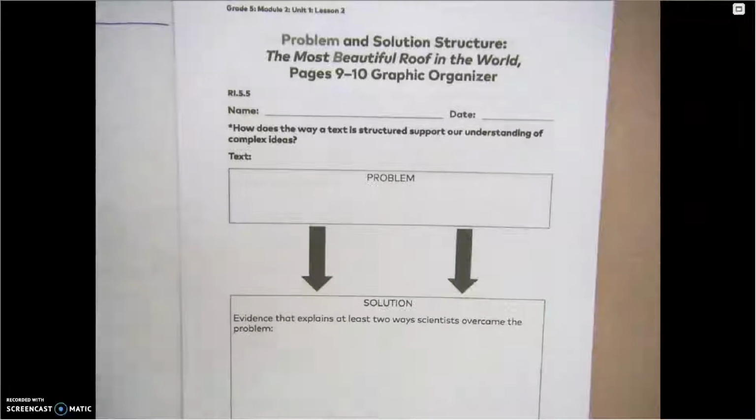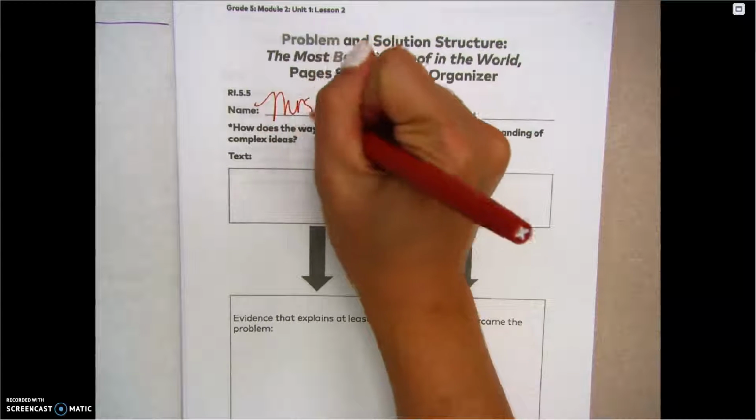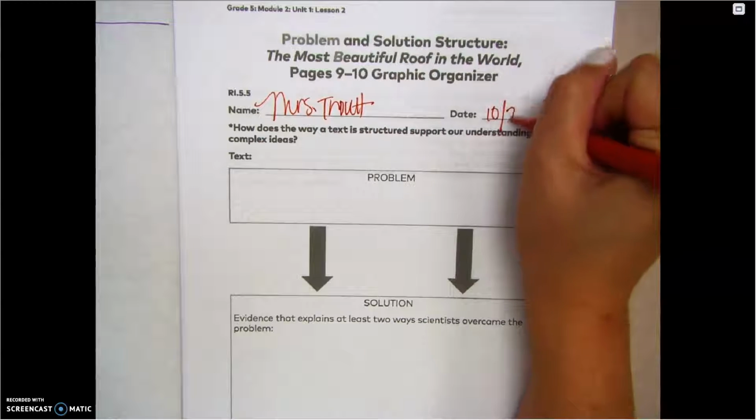Okay, so we're on page 2 of our graphic organizer. The very first thing I want you to do is what, class? Put our name. And today's date is the 22nd.